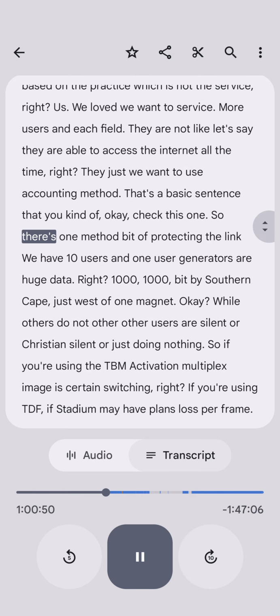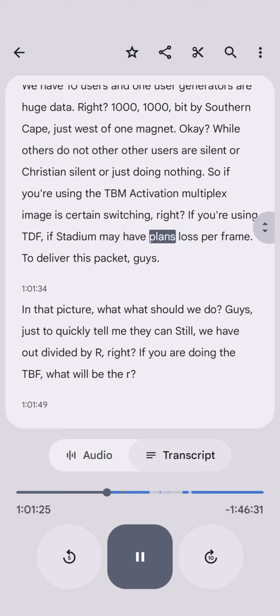Okay, check this one. So there's a 1 megabit per second link. We have 10 users, and one user generates a huge packet of data, right? 1,000 kilobit, just 1,000 megabit, okay? While the other users are silent or just doing nothing. So if you're using TDM, time division multiplexing, which is circuit switching, right? If it's TDM, we have 10 slots per frame. Then how long will it take to deliver this packet, guys?